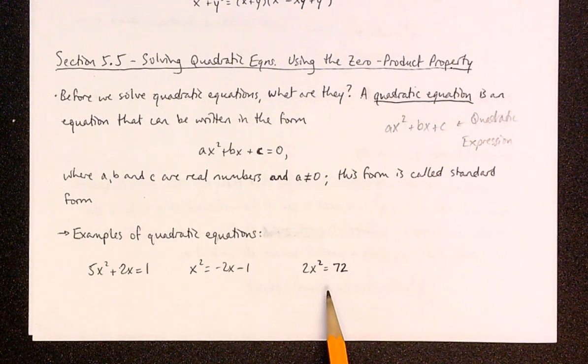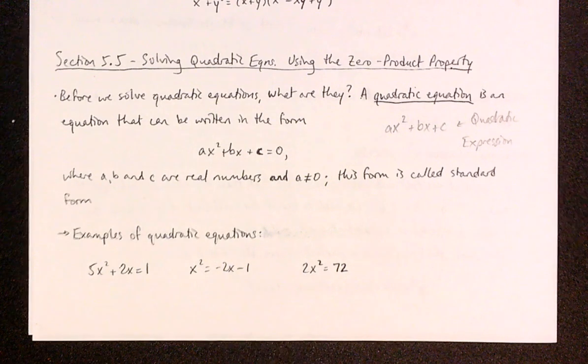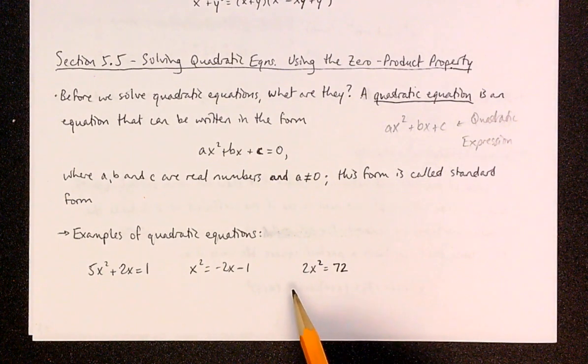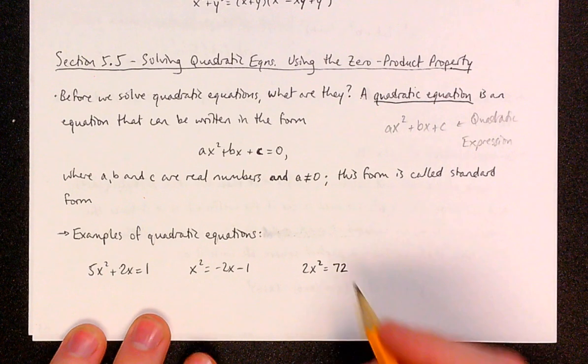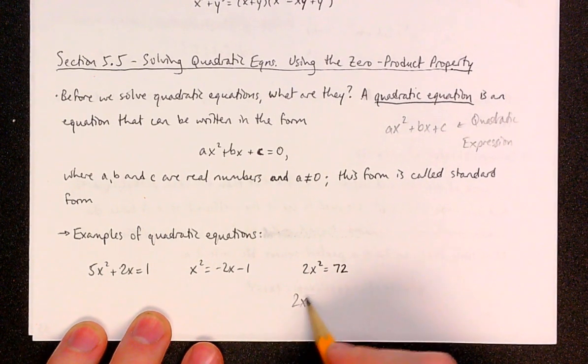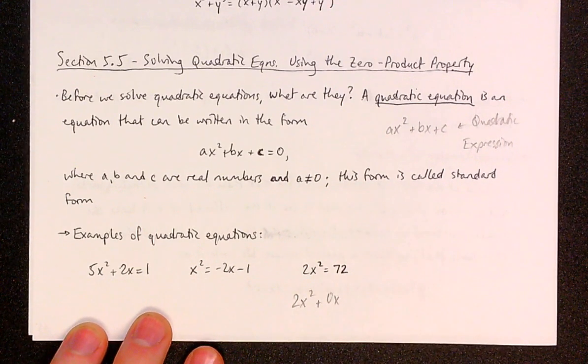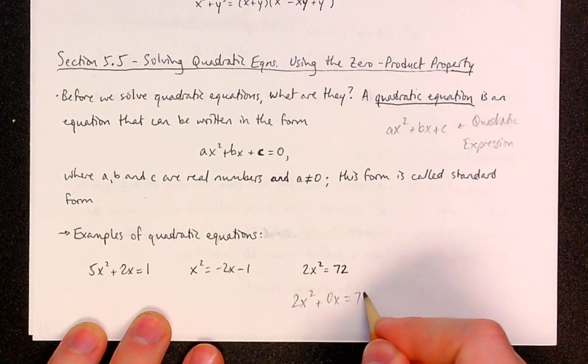Again, clearly it's not in standard form, but I just wanted to clarify that this is a quadratic equation because the number in front of the x squared is not 0. Yes, there's no x term that is flat out written here, but secretly we have it. I can rewrite this as x squared plus 0 times x equals 72.